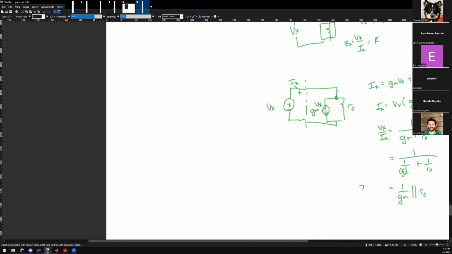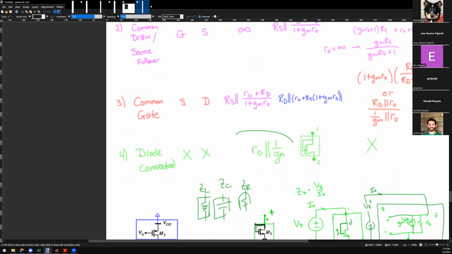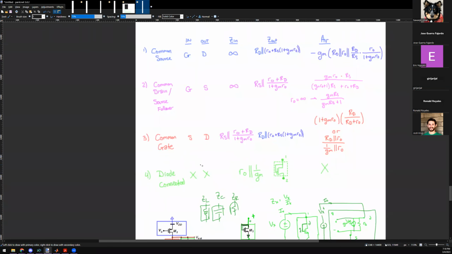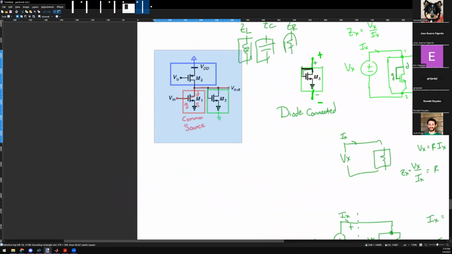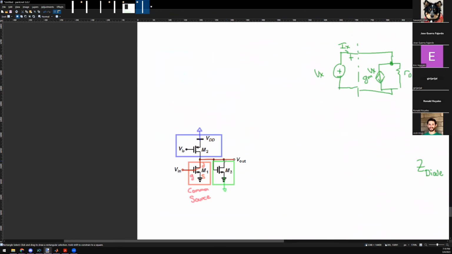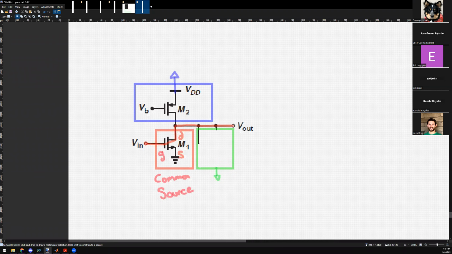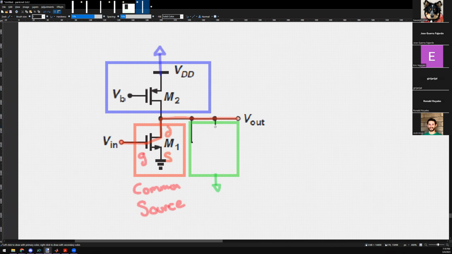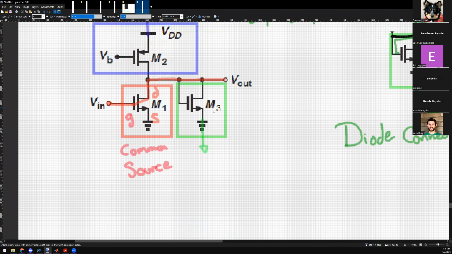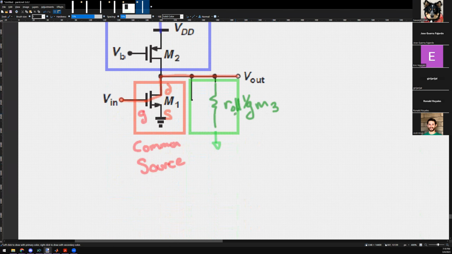So what's the impedance of a diode connected device? 1 over GM parallel Ro. Correct. And that's why I say this. Okay, makes sense. So my next step for the circuit is that I can just replace this guy with a resistor with what resistance? Ro parallel 1 over GM. And you subscript it 3, since this was MOSFET number 3. You guys got it?